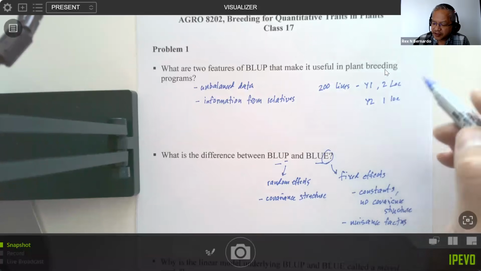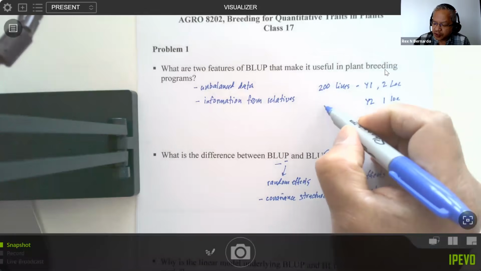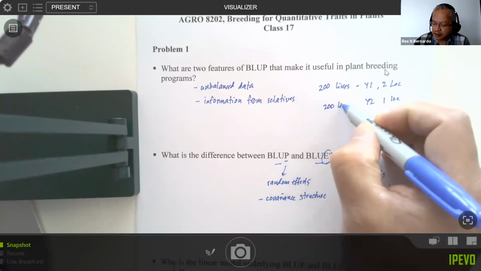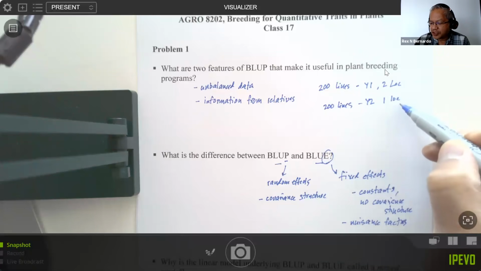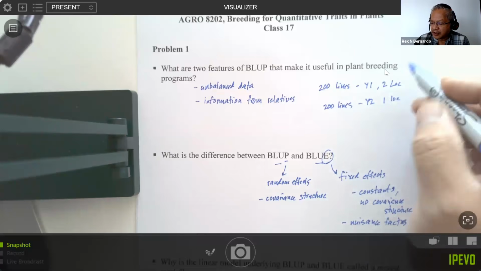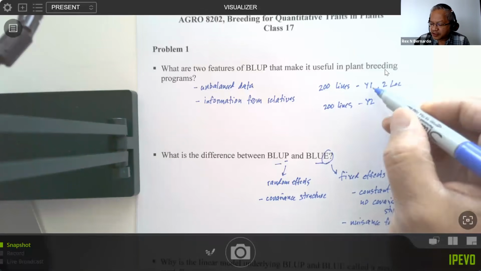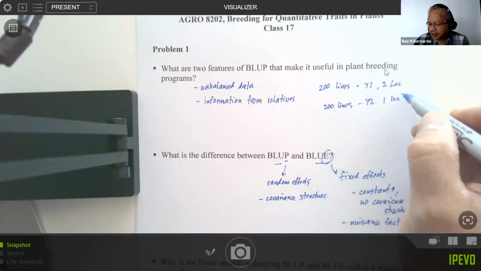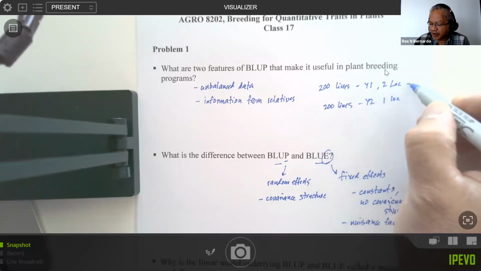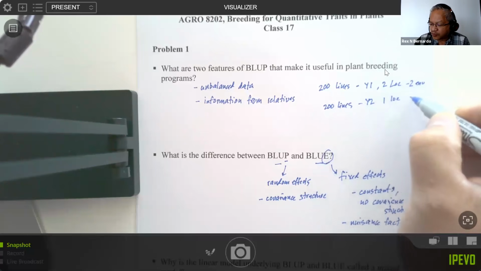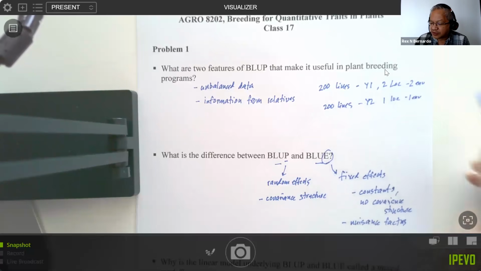Yes, although if this is the case, if you have 200 lines in year 2 in 1 location, in a way, this is still balanced if you're looking at years and locations. Now, if I consider these as 2 environments, and this is 1 environment, actually I would consider these as balanced data.